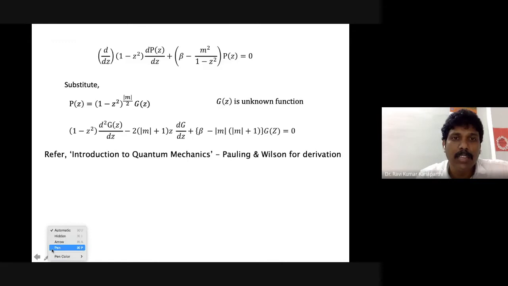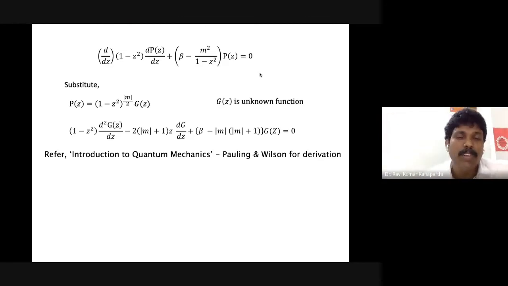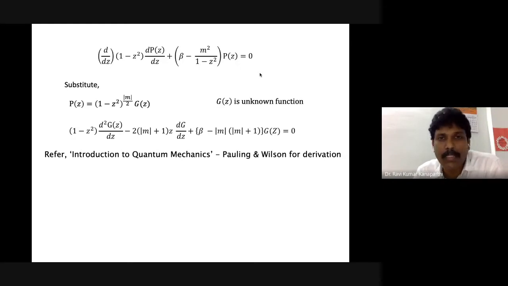In this expression, as you can see here, there is d by dz of (1 minus z squared) dP/dz, plus (beta minus m squared by 1 minus z squared) P of z is equal to 0. Just simplify it by taking out the negative signs, because there are two negative signs. Having done this, we got a new expression, and this expression is a function of z.